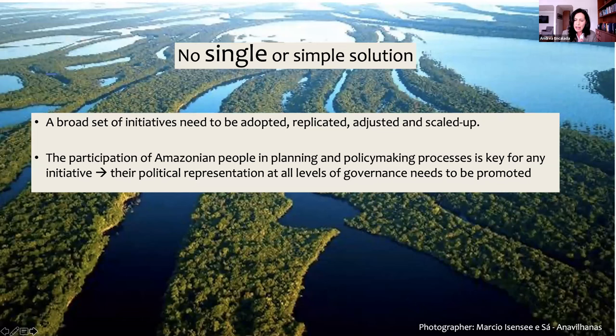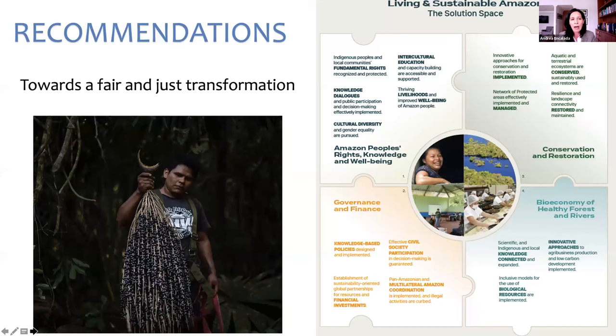In terms of solutions, as Carlos mentioned, there is no single or simple solution. We need a broad set of initiatives, and they need to be adopted, replicated, adjusted, and scaled up for bigger systems like the Amazon. We need the participation of Amazonian people in planning and policymaking processes; it is key for these initiatives. We want to focus on four different approaches: Amazon peoples, their rights, knowledge, and well-being; conservation and restoration initiatives; governance and finance, and as Jeffrey Sachs mentioned, finance is very important. Where do we put this money to help people in different initiatives? And the bioeconomy of healthy forests and rivers flowing.